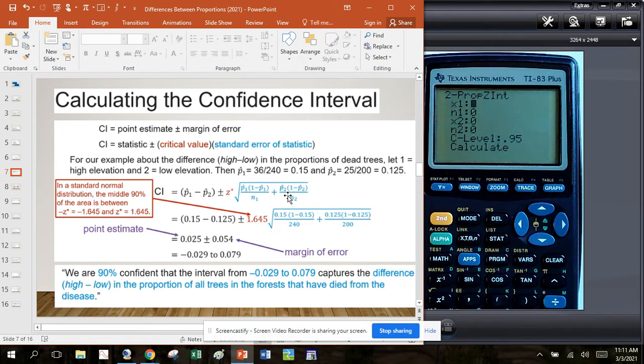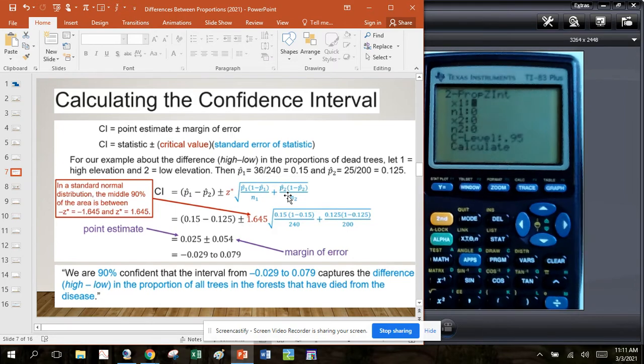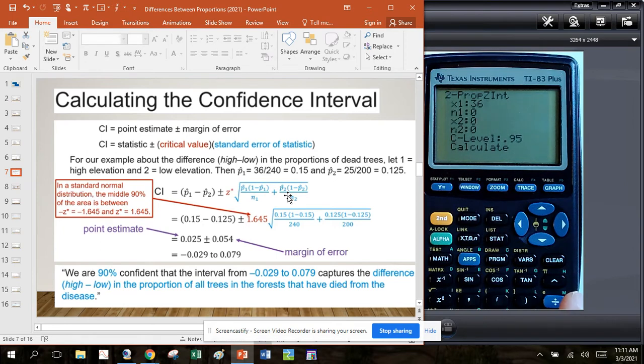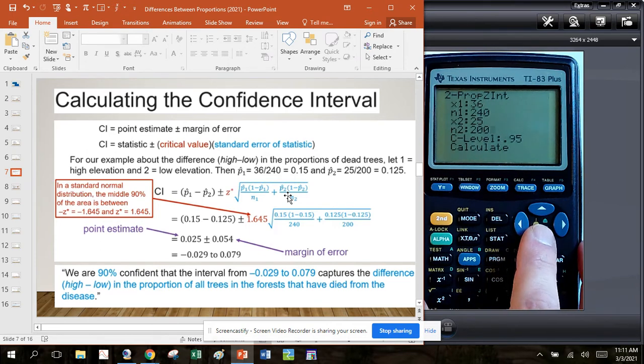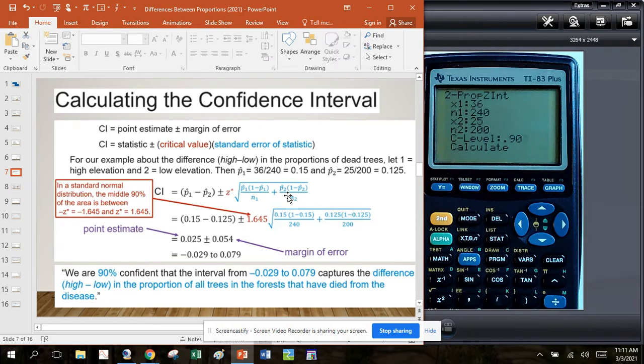So now we're basically after all the information. Let's look at the first group. We had 36 trees that caught the disease out of a sample of 240. And then for the second group at the low elevation, we had 25 trees out of 200. And then the confidence interval, we wanted it to be 0.90, so 90%. And then we're going to go ahead and calculate.